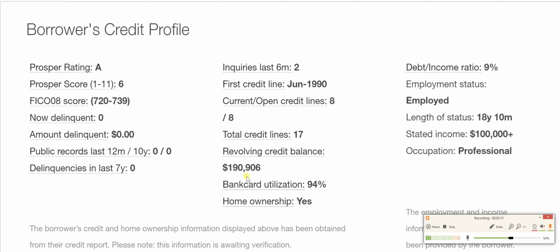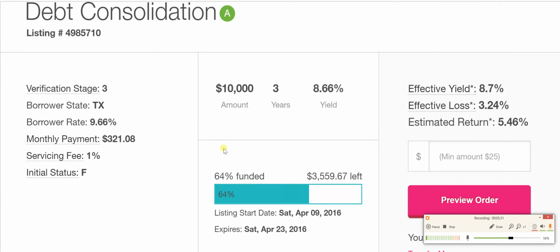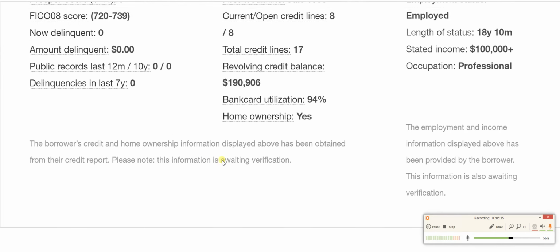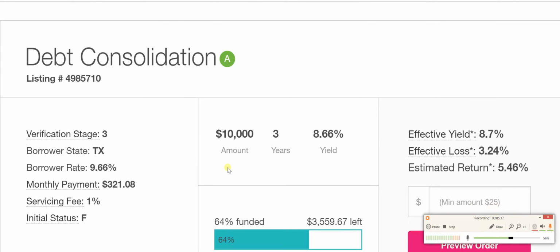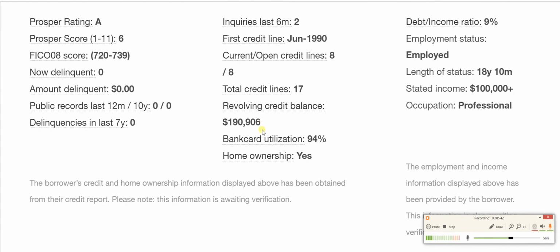But what I don't like is this $190,000 revolving credit balance, which is utilizing 94% of their bank card. So I'm guessing they have about a $200,000 limit, and they're almost at it. So they have $200,000 in credit, and they're asking for $10,000. That's quite a difference. Especially for debt consolidation, $10,000 for some is like a drop in the bucket.